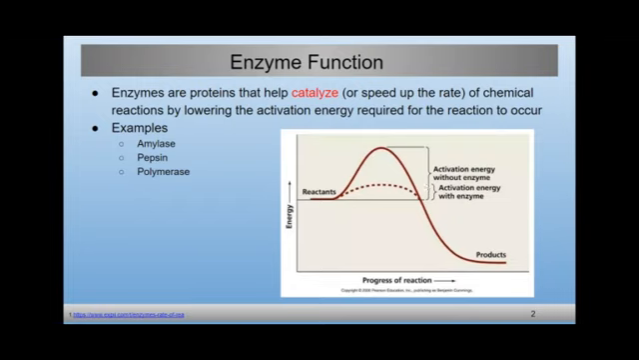A reaction that would take a lot longer could be sped up with the help of an enzyme. And so here are a couple examples. Amylase is a digestive enzyme that digests carbs. Pepsin is also a digestive enzyme that digests proteins in the stomach. And polymerase is an enzyme useful for DNA and RNA synthesis. And there are multiple types of polymerases that we'll talk about later on.